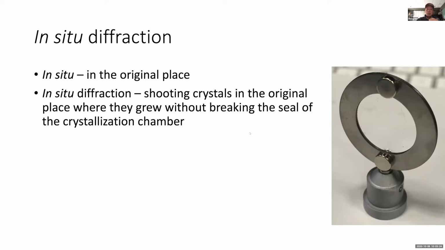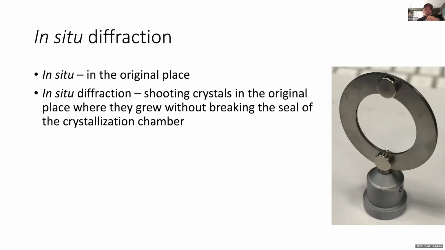I need to define it because the phrase in situ was used in the literature sometimes in a very diverse way. So in situ, I believe the phrase itself originally means in the original place. So in situ diffraction, I would define it as you shooting the crystal in the original place where the crystal grew without breaking the seal of the crystallization chamber. So that is my definition.